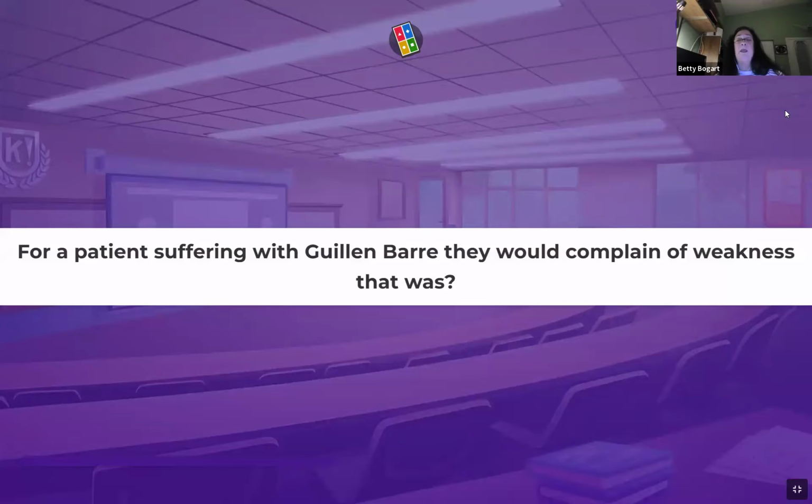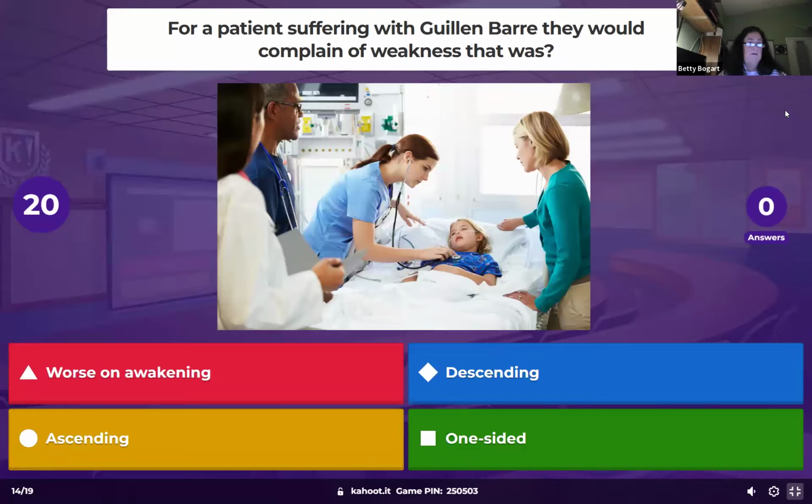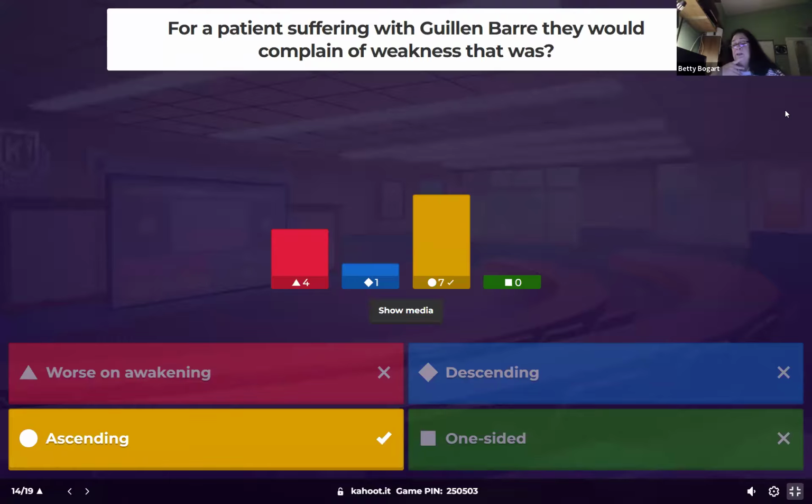For a patient suffering with Guillain-Barré, they would complain of weakness that was what? Remember, it starts from the feet and goes upwards, right? What is that called? It's called ascending. Worse on awakening is JIA and lupus and all those things. No, this is numbness. The nerves stop working and then it goes up from the feet upwards.